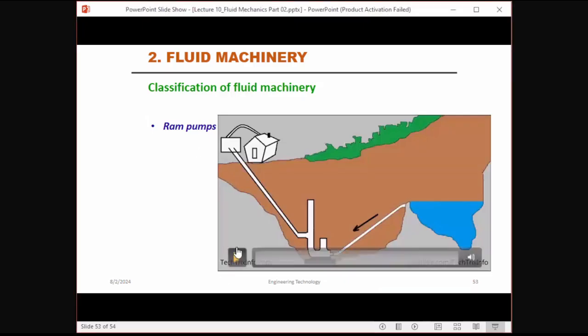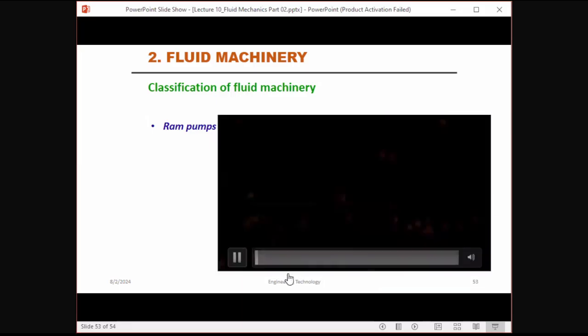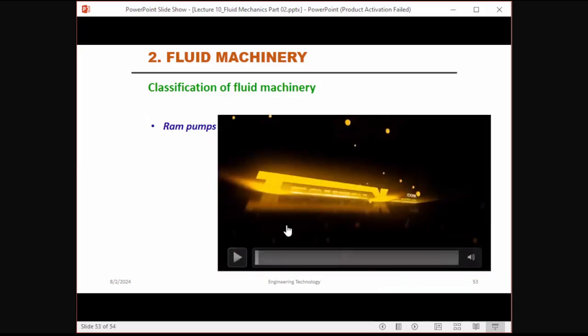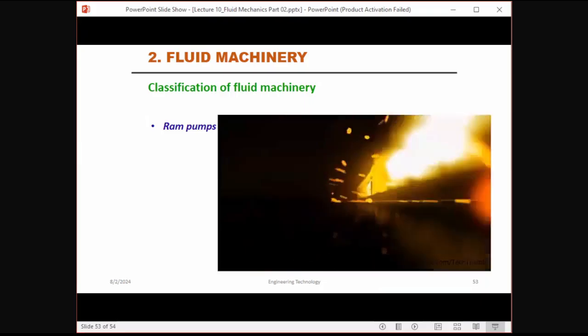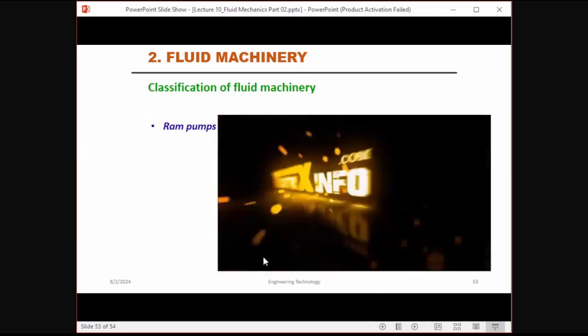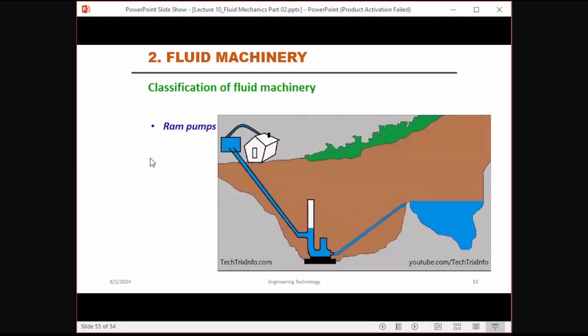Here you can see a video regarding this ram pump.